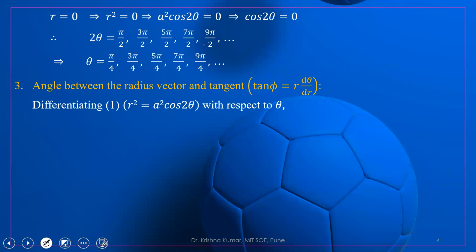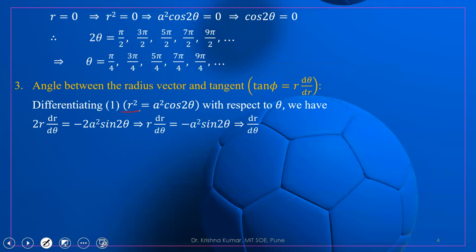So differentiating one with respect to theta, we have, what is the derivative of r square? It is 2r dr d theta. Derivative of a square cos 2 theta is minus a square sin 2 theta, and 2 theta gives again 2. So we are getting minus 2a square sin 2 theta. So r dr d theta is minus a square sin 2 theta. What is dr d theta? Minus a square sin 2 theta upon r.